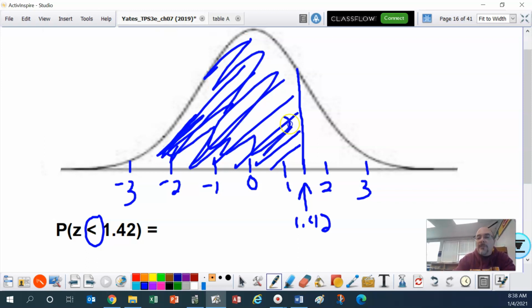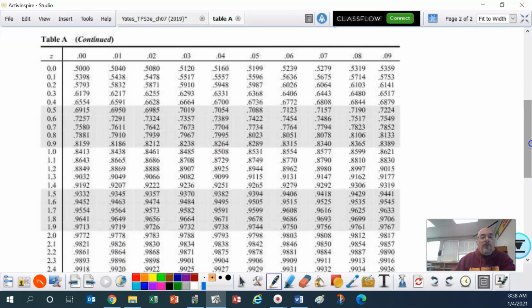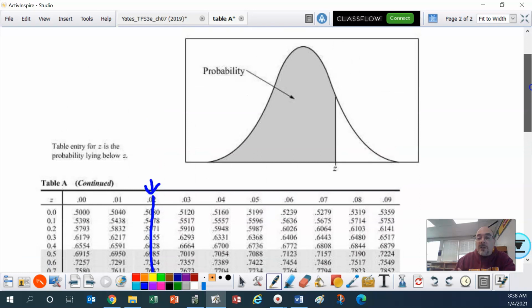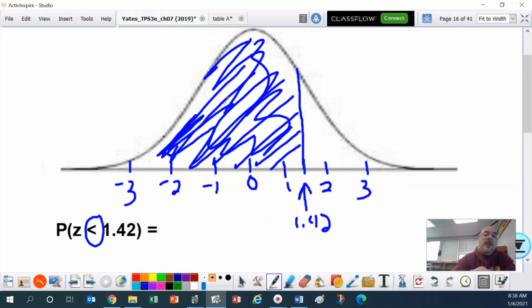Now, I could use table A if I wanted to. I'd have to go to the positive side. I'd need to go to 1.42, which is right here. 1.4 is here, 0.02 is here. So I would go across until I meet 0.9222. Now remember, if you're going to use the table, it only gives the values to the left. But I'm going to use the calculator the rest of the way here. That was just a quick recap. So the area is 0.9222. But remember how we do this with the calculator.